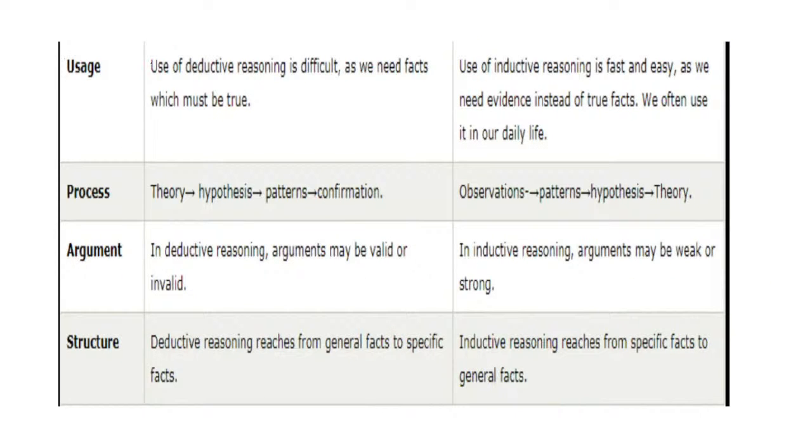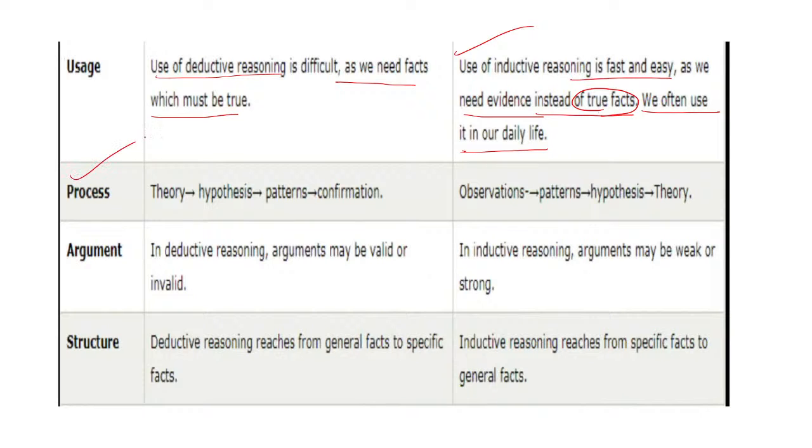Next, usage. Use of deductive reasoning is difficult as we need facts which must be true. In deductive reasoning it is difficult, right? Because we have to know the facts, the true facts we have to use for deductive reasoning. Use of inductive reasoning is fast and easy as we need evidence instead of true facts. We often use it in our daily life, right? We just need evidence instead of true facts. We just need to know whether it is true, correct or wrong, like that.